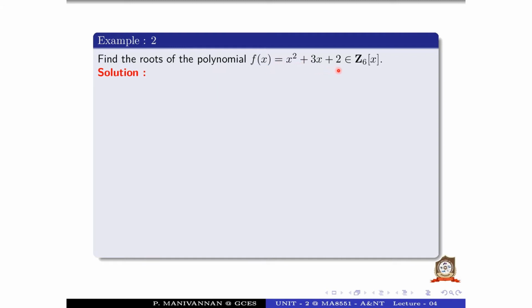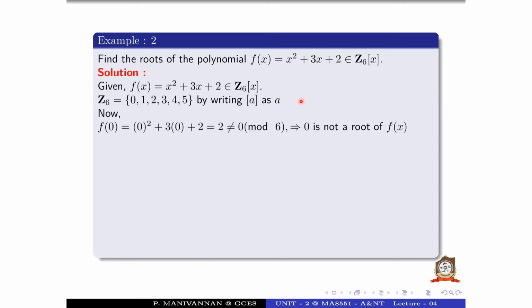square plus 3x plus 2 belonging to Z6 of x. Here the coefficients 1, 3, 2 belong to Z6. So this polynomial belongs to Z6 of x. It is correct. Okay, so our aim is to find the roots of this polynomial. Here given this f of x, what is Z6? Z6 is the collection of congruence modulo classes 0, 1, 2, 3, 4, 5, writing a as a congruent modulo 6.